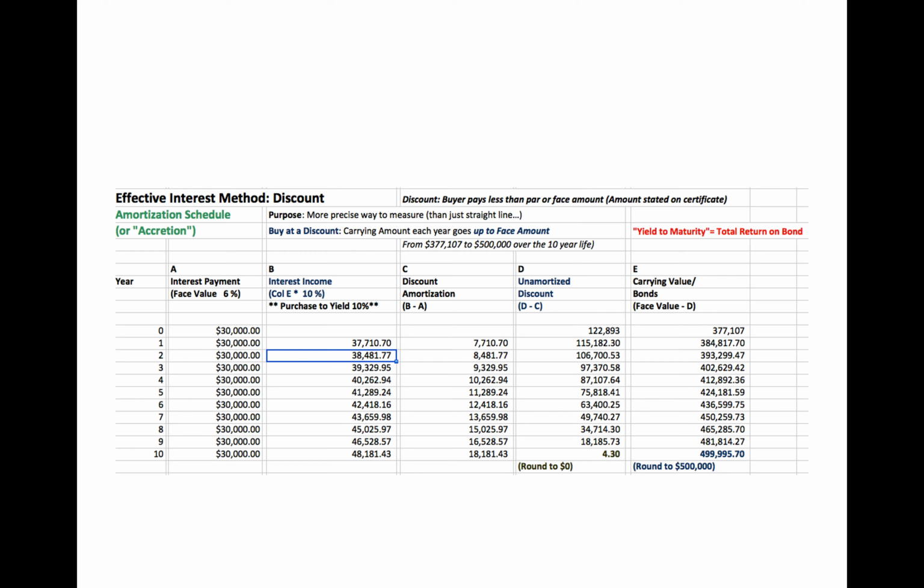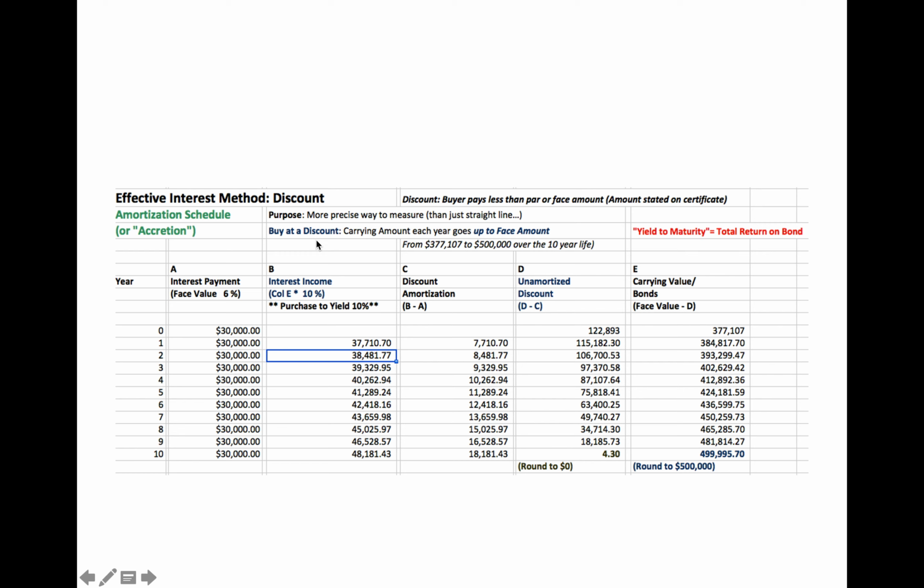So let's say we buy a bond at a discount. A discount means that the buyer pays less than the par or face amount, which is the stated amount on the certificate. So in this case, the face amount is $500,000. The purpose of using this method is it's a more precise way to measure the income or expense on the premium or discount versus straight line.